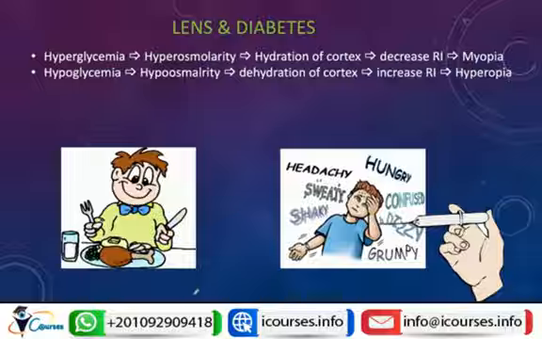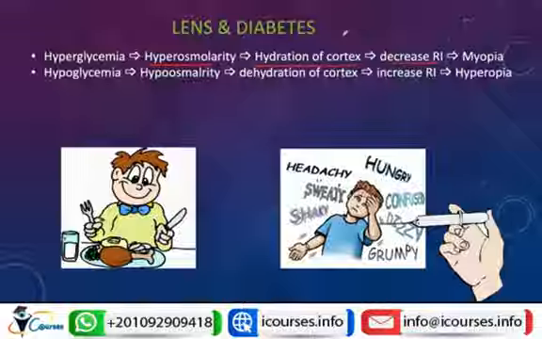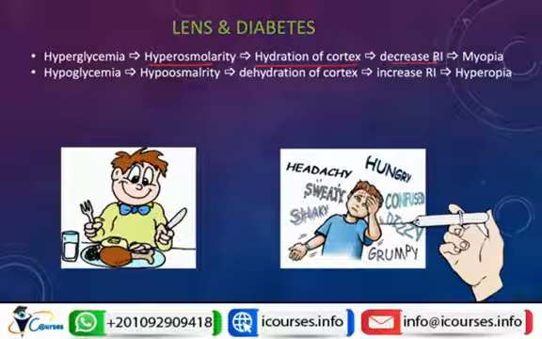There is a relation between lens and diabetes. In case of hyperglycemia after a heavy meal, the blood has high osmotic pressure. This hyperosmolarity will be transferred to the vitreous, leading to hydration of the cortex. This hydration will cause the cortex to decrease in refractive index. Since the cortex acts as a minus lens, if the minus lens decreases in refractive index, this will lead to myopia. So this will lead to a myopic shift.